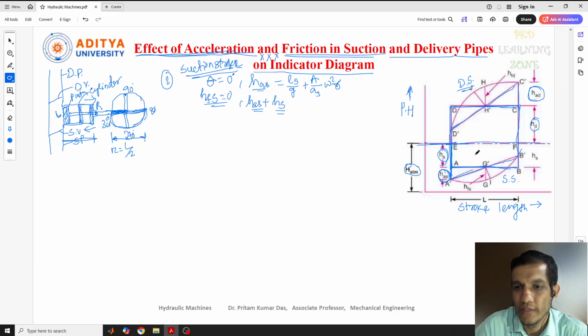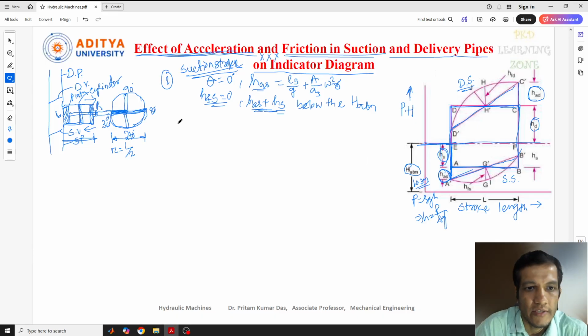The value of this is 10.3. This also I told you how to calculate. P equal to rho g H, and then H equal to P by rho g. P value is 1 lakh something, and 1000 into 9.81. So by that we calculated the value of H equal to 10.3, and that is the atmospheric pressure head. So what I mean to say here, this value of this addition is below the H atmospheric. That is below this value.